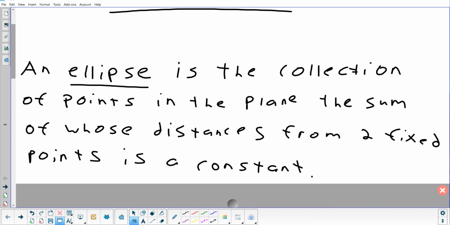So when we looked at a parabola, it was a collection of points that were equidistant from two things, a focus and a directrix. This is a collection of points that if you add up two different distances, it always comes out the same. And let's take a look at that.